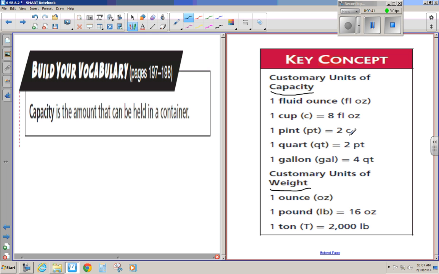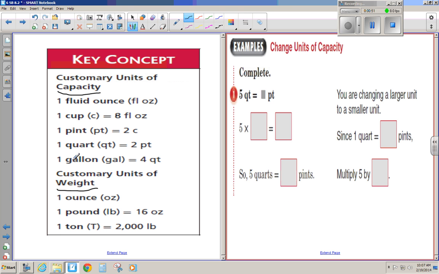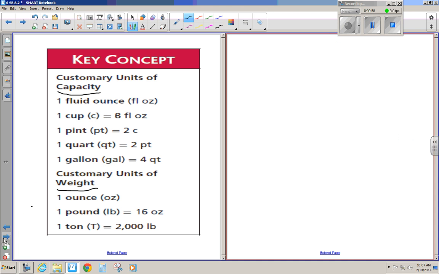So these are some conversion factors. 1 pint is 2 cups. 1 cup is 8 fluid ounces. And it works all the way to 1 gallon. So what we're going to do is some converting. And I want to show you something very quickly.